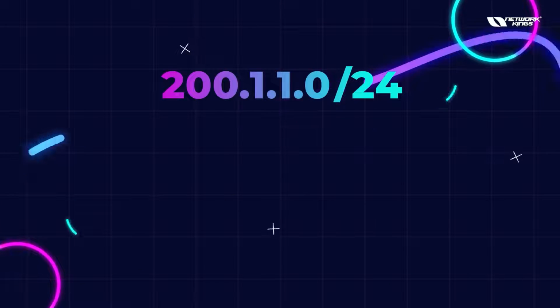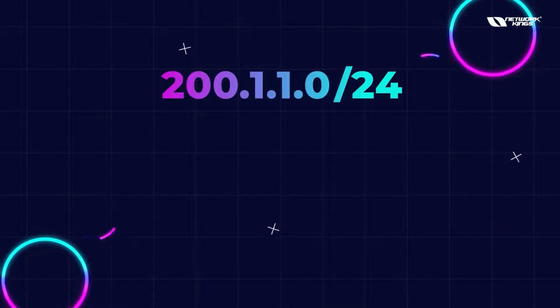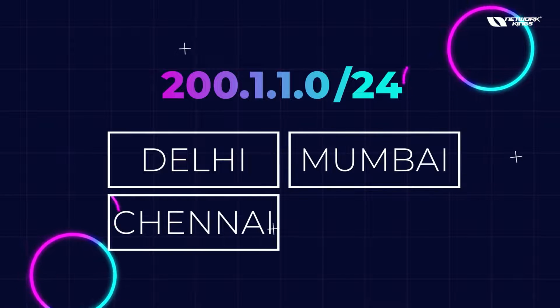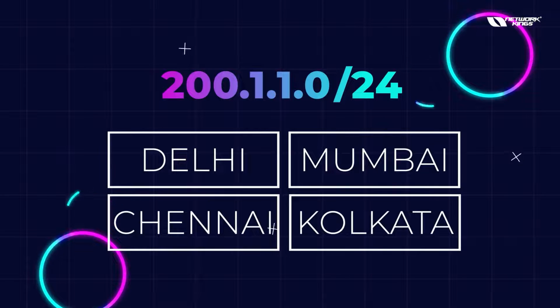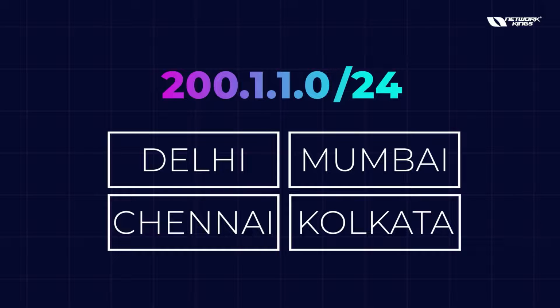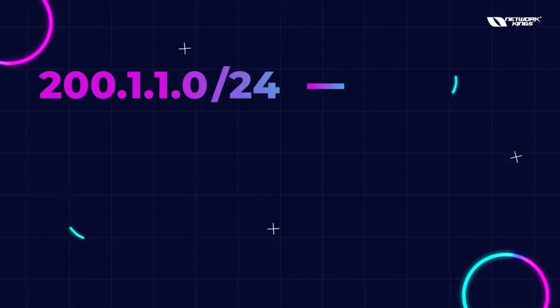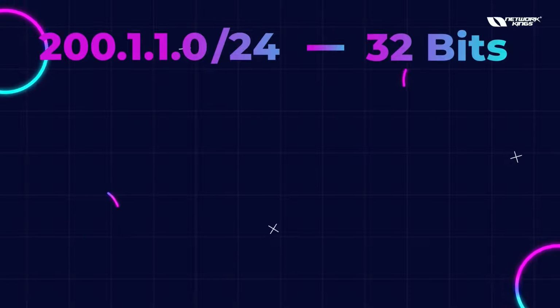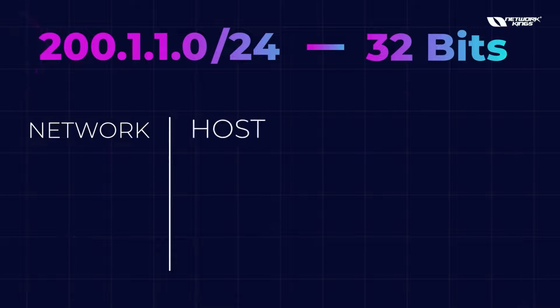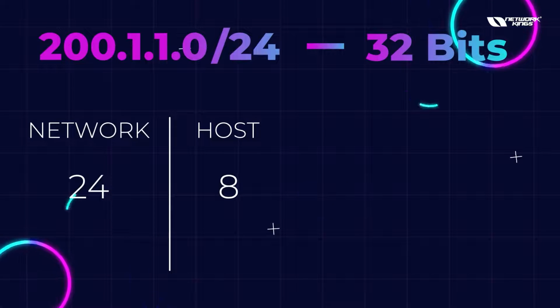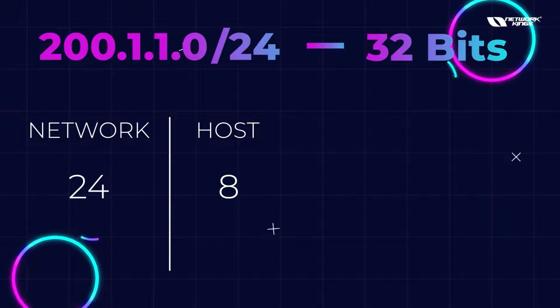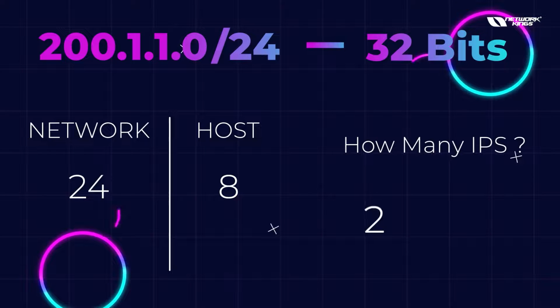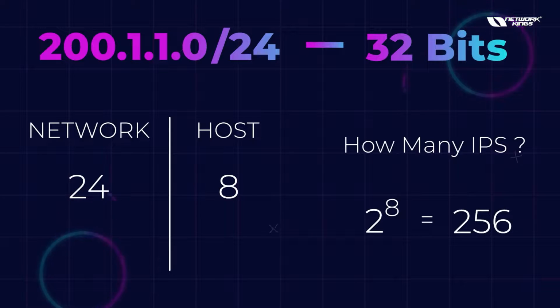Now I want to divide this network into 4 parts for my Delhi, Mumbai, Chennai and Kolkata locations. So how am I going to divide this network? It's very simple. Your IP address is of how many bits? 32 bits, right? So I have network bits and host bits. I have a total of 24 network bits and 8 host bits, right? So by default, how many IPs are we getting? 2 to the power of 8 is 256 IPs.